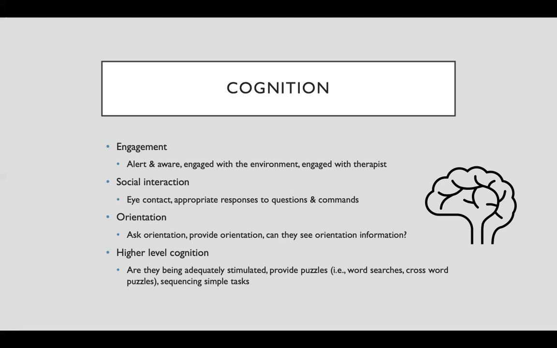And so next we're looking at how is their orientation. So we're going to ask orientation questions, provide orientation. You can give choices or cues. And are they able to see the orientation information in their room? And if not, how can we rearrange the space or what can we provide to make sure that they're oriented at all times? Again, and then the last one is to challenge their higher level cognition. So for our higher level patients, we can provide them with puzzles or having them sequence through tasks.